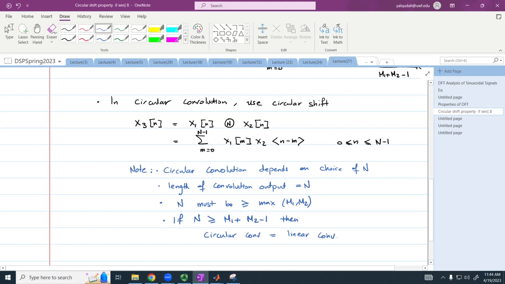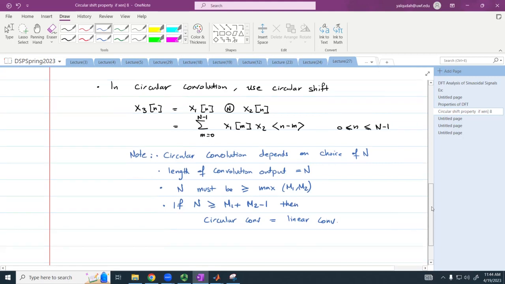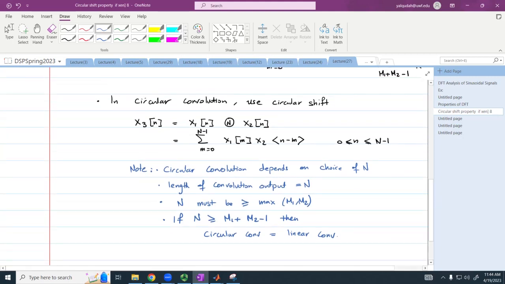Okay, so with all that, let's see how we can perform the circular convolution. And we'll see why circular convolution is also important.